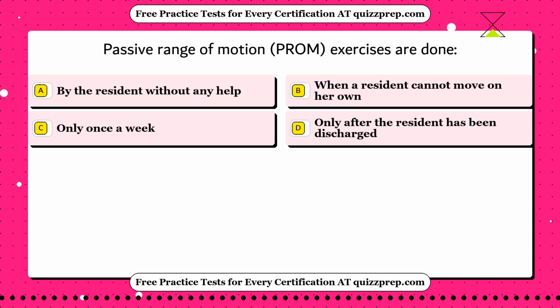Option A, by the resident without any help. Option B, when a resident cannot move on her own. Option C, only once a week. Option D, only after the resident has been discharged.